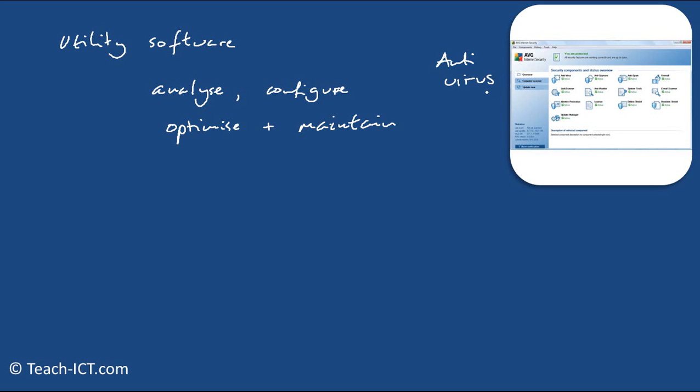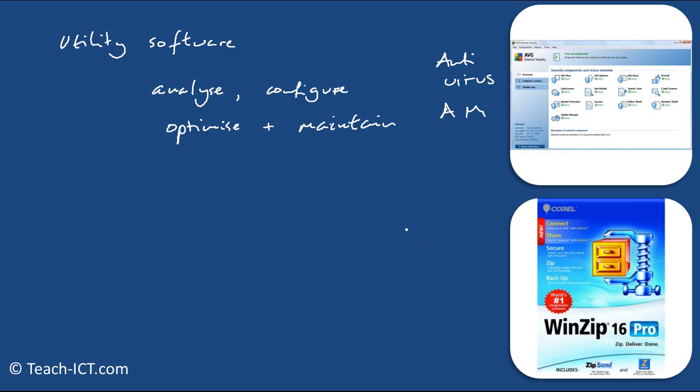Antivirus software doesn't enable you to actually make anything, if you like. It's there really to analyze. It analyzes your computer to see if there are any viruses, and if there are, it will then maintain your computer by removing them as a threat from your computer. So we could argue that antivirus analyzes and maintains. But there are other types of utility software.